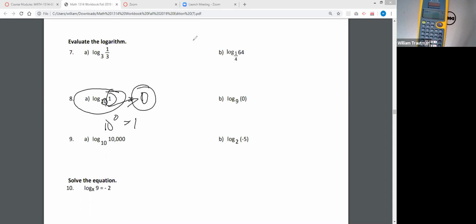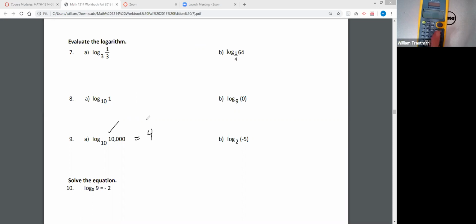And you can't do that if the base is not 10, by the way. See, the base is 9. The base is 1/4. You can't just plug it in a calculator. You can only plug in base 10s into your calculator. Plug this in the calculator, see what it says. I think the answer is going to be 4. Log of 10,000 equals 4.